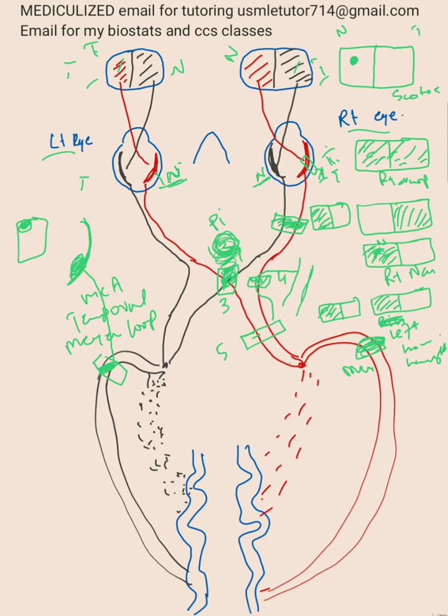So you are going to have quadrantanopia. So this is going to be left upper quadrantanopia. Left homonymous upper quadrantanopia. So let's say this is the lesion. So we have the left side, so it's going to be this quadrant here on the one side, and then the other side here. So both eyes, upper quadrants, visual field will be lost. So this is the Mayer loop.